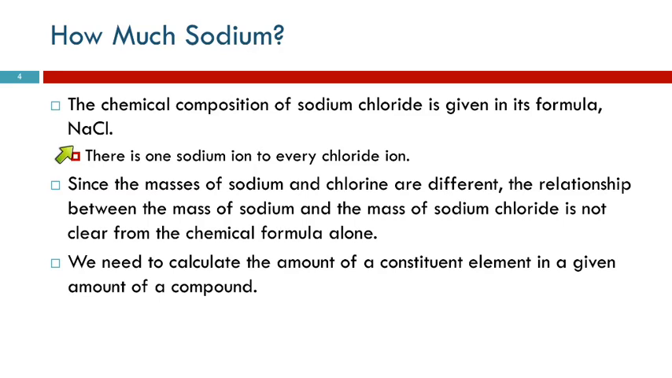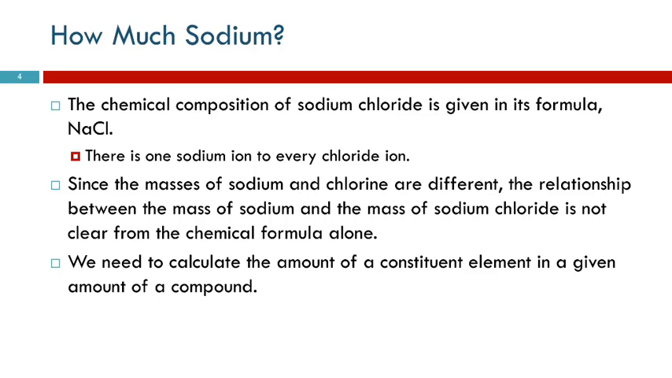The composition of sodium chloride is given by its formula, NaCl. For every 1 sodium ion, there's 1 chloride ion. The masses, though, are different. The mass of a chloride ion is significantly more than the mass of a sodium ion. So we can't say that half of it's sodium and half of it's chlorine. Half the ions are sodium ions, but the sodium ions weigh less than the chloride ions.